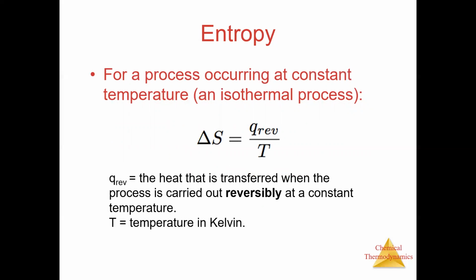For a process occurring at constant temperature, meaning the isothermal process, entropy can be measured by the formula: change in entropy is equal to Q reversible upon capital T, where Q reversible is the heat that is transferred when the process is carried out reversibly at a constant temperature. Temperature T is the temperature in Kelvin.